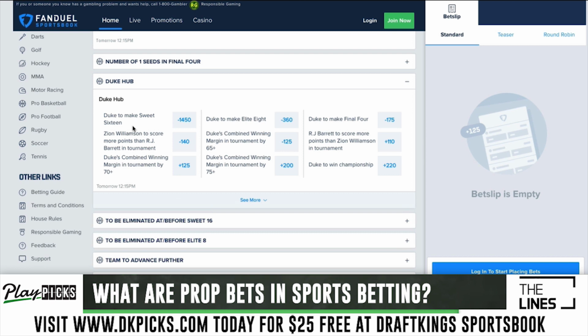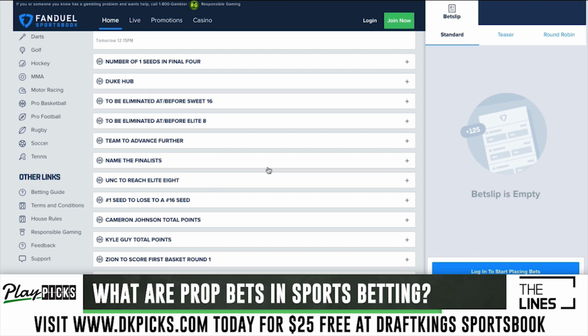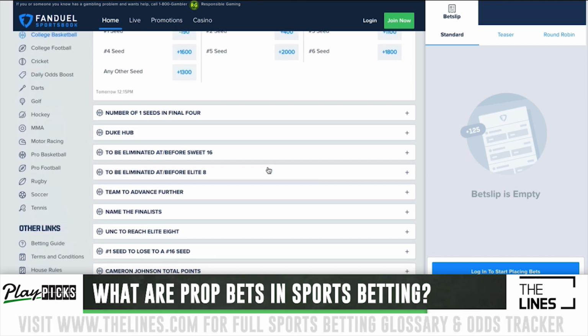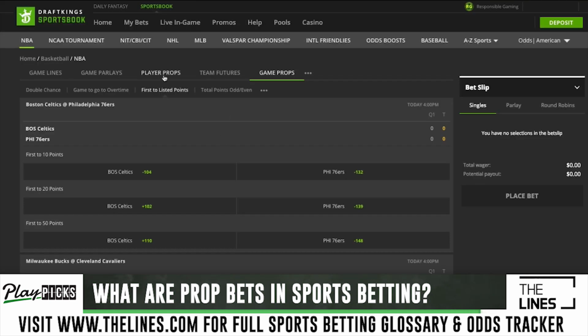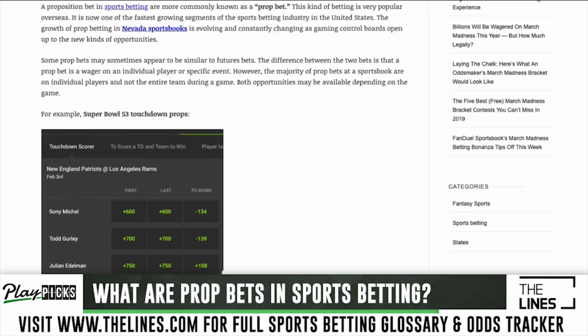Of course, will Duke make the Sweet 16? Will this, will that? Those are a lot of examples of different prop bets. So these are just the things that you'll find on the sportsbooks, and you can even see they'll be labeled props whenever you go to look, game props, player props, and that's how you can find these things.